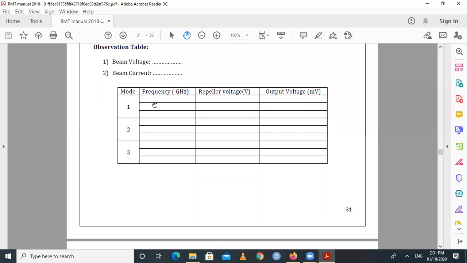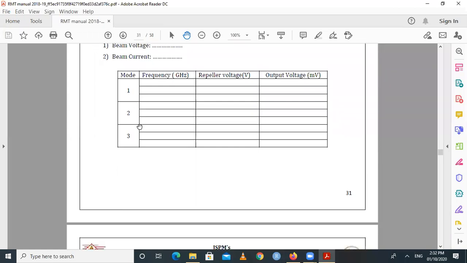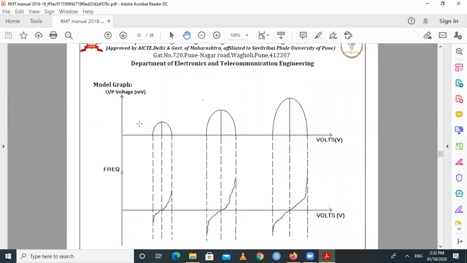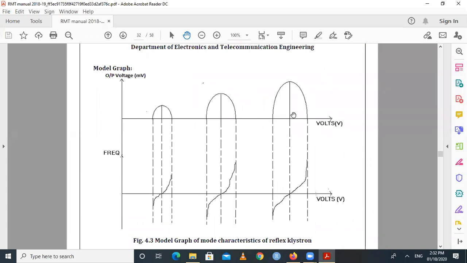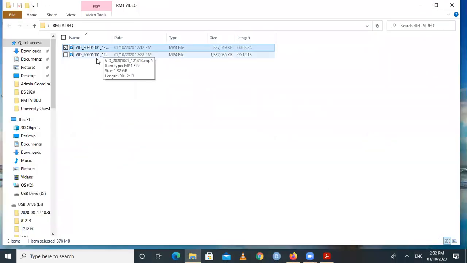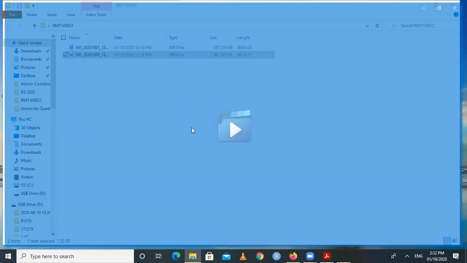And for each mode you have to take 3 different readings. One minimum reading, then a maximum reading, and another minimum reading. So for each mode you have to take these 3 readings, and you have to plot these readings according to this particular graph. So this is the procedure, and I had prepared a video also explaining that procedure. You will see here.